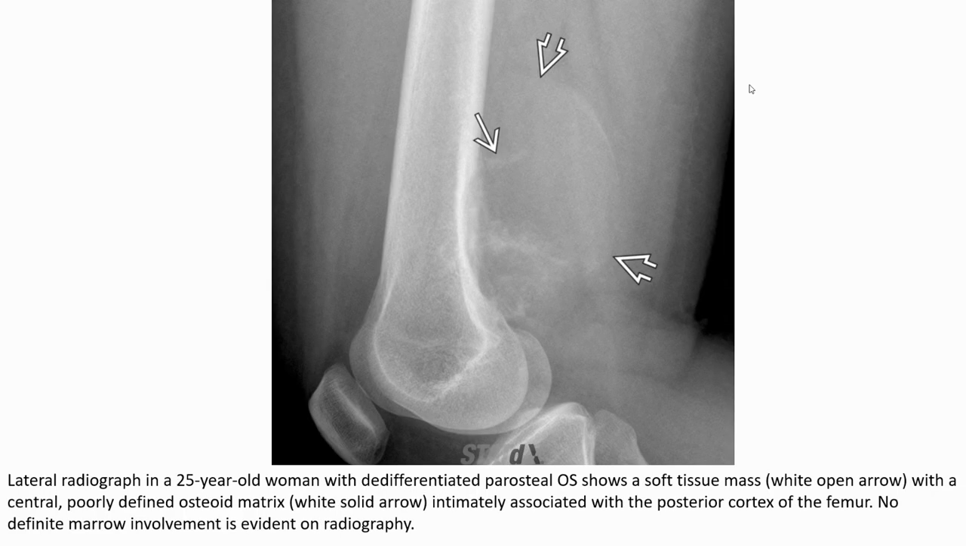This lateral radiograph in a 25-year-old woman with dedifferentiated parosteal osteosarcoma shows a soft tissue mass with a central poorly defined osteoid matrix intimately associated with the posterior cortex of the femur. No definite marrow involvement is evident on the radiograph.